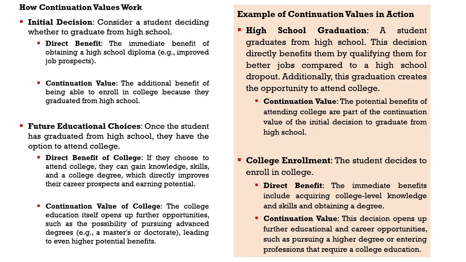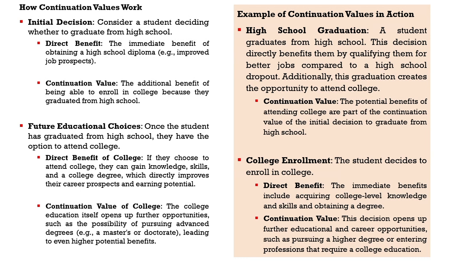And how do continuation values work? Heckman uses the term continuation values in his work in this model. So, let us say that a student takes an initial decision. Student decides whether to graduate from high school. Now, the direct benefit of that initial decision is that the student obtains a high school diploma, which obviously has some job prospects rather than having no diploma at all. But there is a continuation value to this initial decision of the student deciding to graduate from high school. And this continuation value is basically the additional benefit of being able to enroll in college because the student has a high school diploma or has graduated from high school.